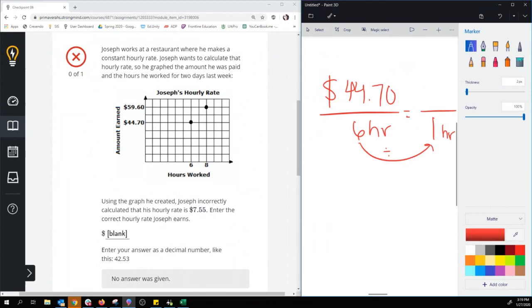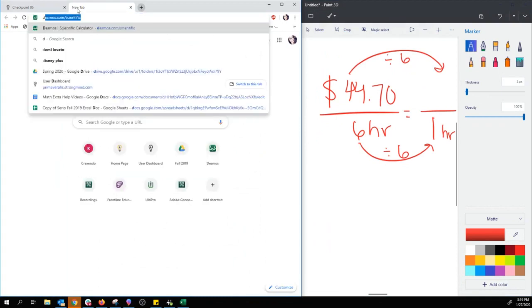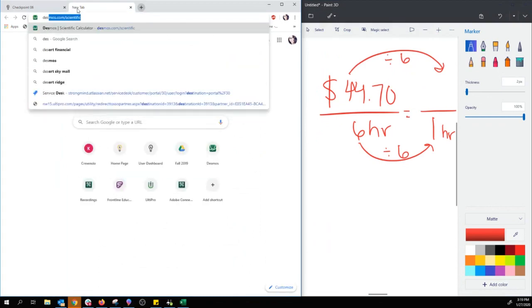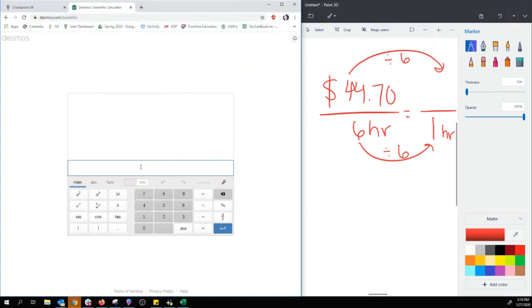Close. My end goal is 1, right? If I do 6 divided by 1, that just gets me 6. 6. There we go. Any number divided by itself gives you 1. So 6 divided by 6 gives us 1. So we're going to do the same thing to the top. And I'm going to pull open Desmos so I can type this in.